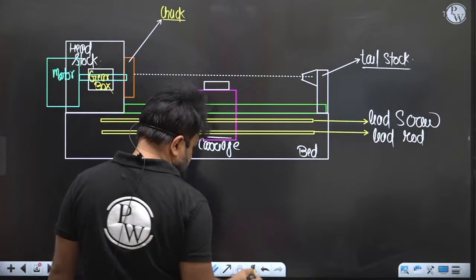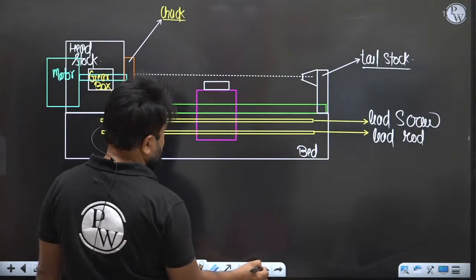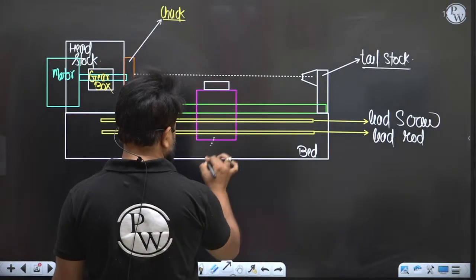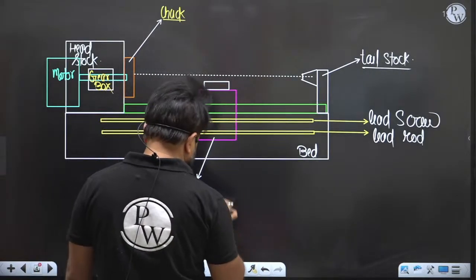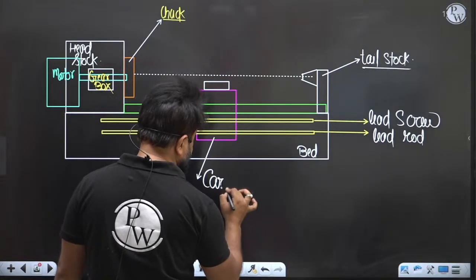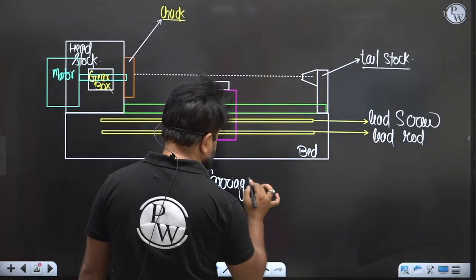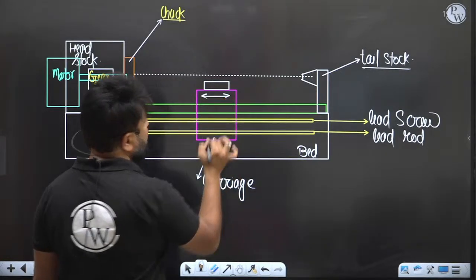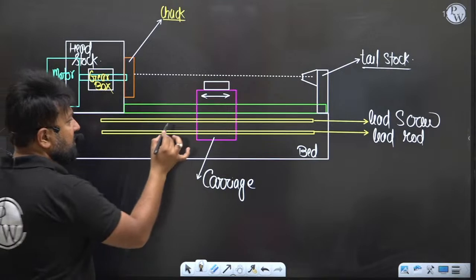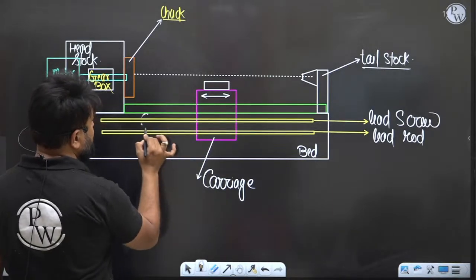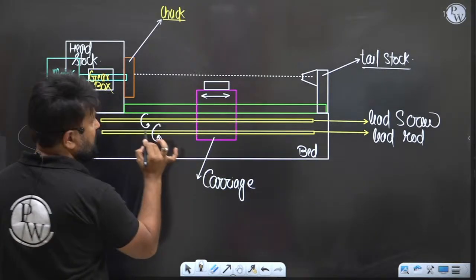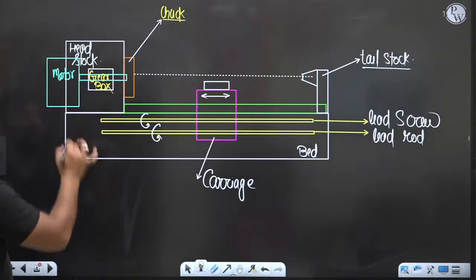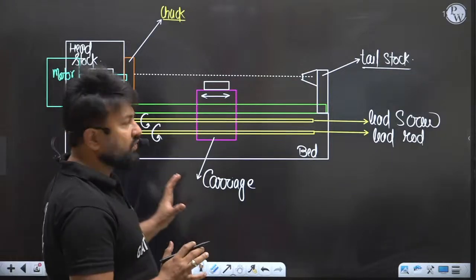Carriage will do a linear motion, my dear. This is the carriage. Carriage will do a linear motion on the basis of the rotation of either the lead screw or the lead rod. And this is a headstock, and this is the overall view, right?